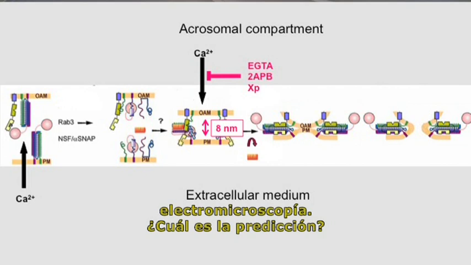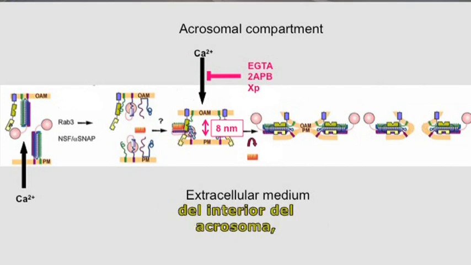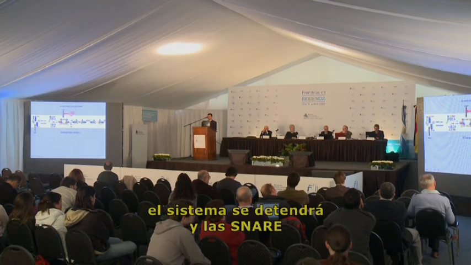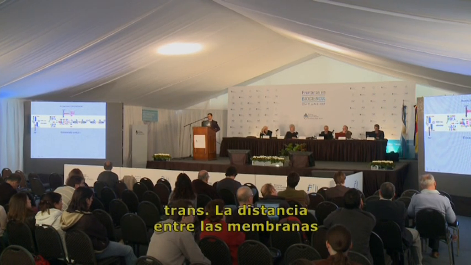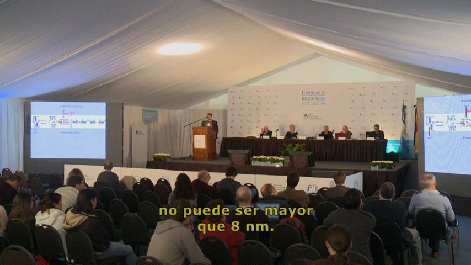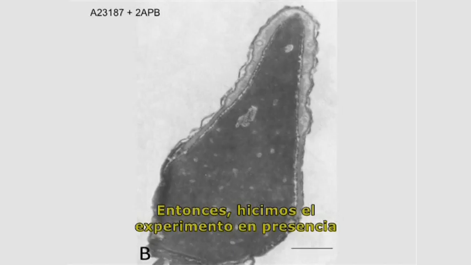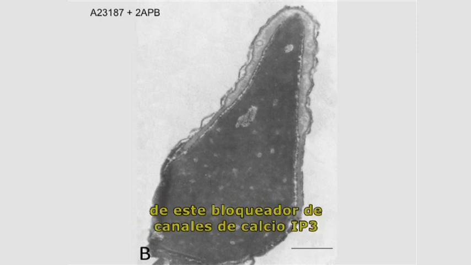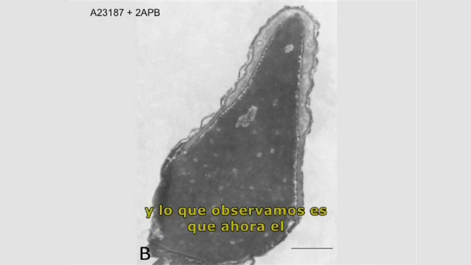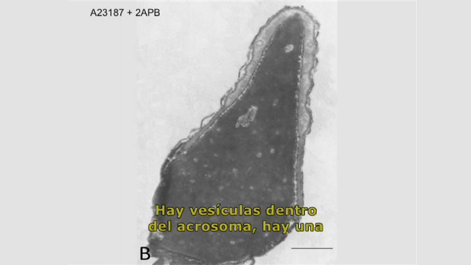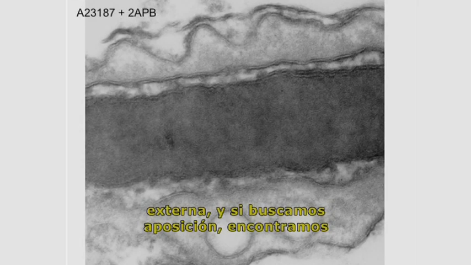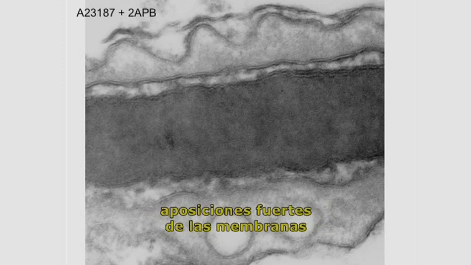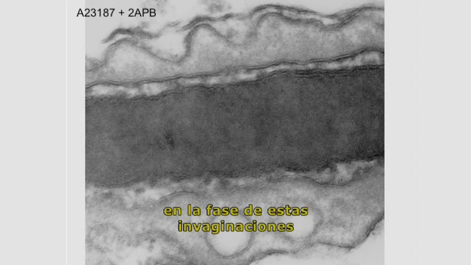What is the prediction? If we inhibit the release of calcium from inside the acrosome, the system will stop here. And here, the SNAREs are pre-assembled in trans complexes, and the distance between the membranes cannot be more than 8 nanometers. So we did the experiment in the presence of this blocker of IP3 calcium channels, and what we observe is that now the acrosome is swollen. There are vesicles inside the acrosome. There is a waving of the outer acrosomal membrane.